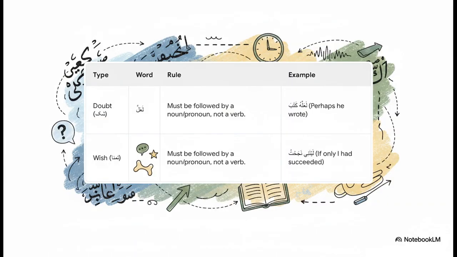So the key here is a rule that connects both of these feelings. The word for doubt, la'alla, and the word for wishing, laita, they have this one very specific requirement. You can't just put them right before a verb. It doesn't work. As you can see in the examples, you have to slide a noun or a pronoun in between them. That is a super important piece of the puzzle to remember.